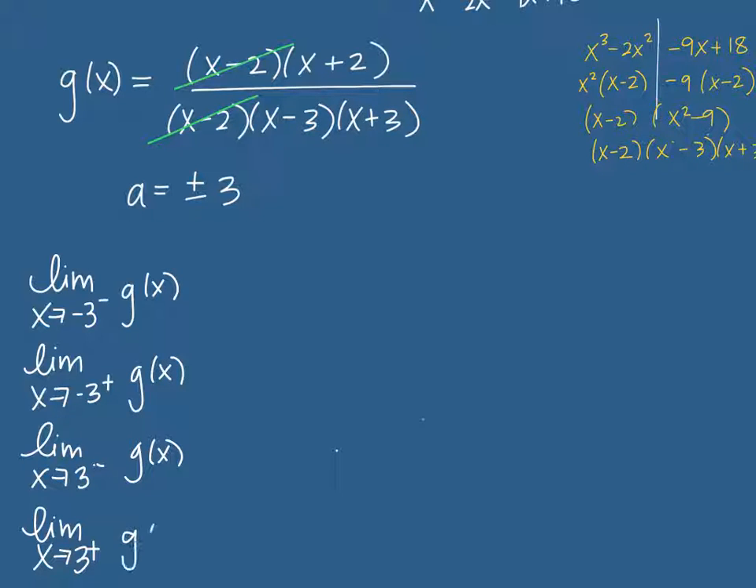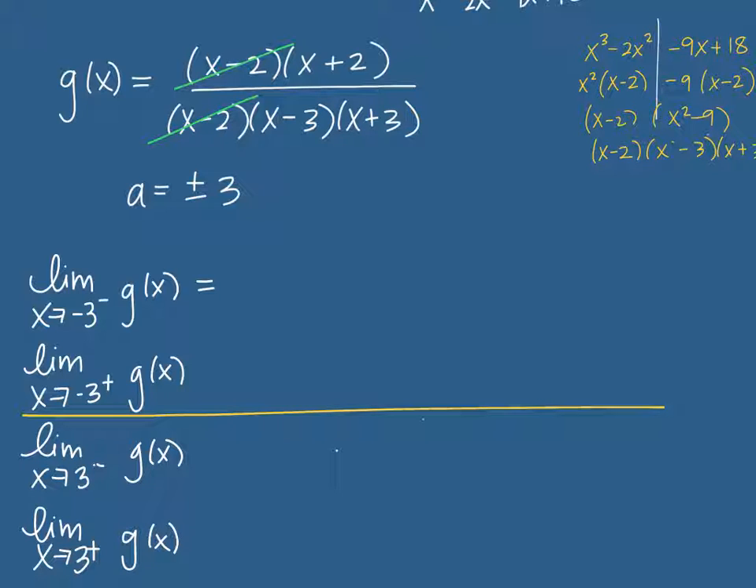These are called one-sided limits, left side, right side. We're going to compare what's happening on either side. So really this is two separate things. We'll check the negative 3's and then we'll check the positive 3's. When you check it, use the factored version. It's easier to use the factored version.